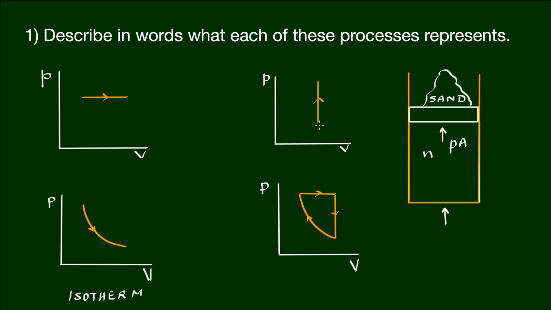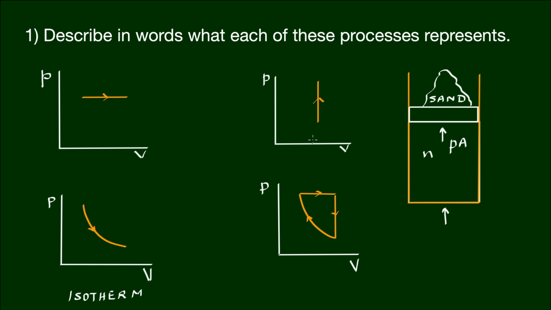Here, at constant volume, the pressure increases. How do we do that? One way to keep the volume constant is to clamp it down so that the piston can't move. But if I did that, how do I know that the pressure is increasing? Because I can see what the pressure is by the weight of the sand and the piston. So we do not clamp it. I control the pressure by controlling the amount of sand.